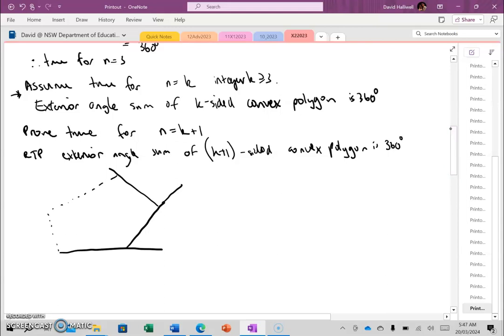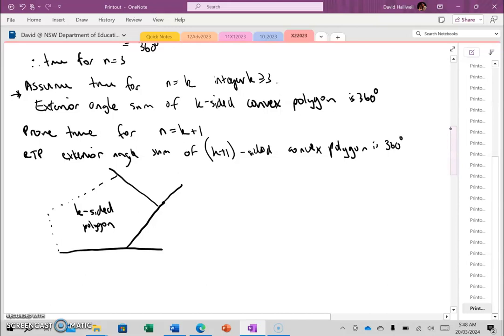I'm going to do lots of dots. And these dots basically mean I don't know how many sides it has, okay? But this undotted bit will be a key focus. So that's going to be our k-sided polygon.